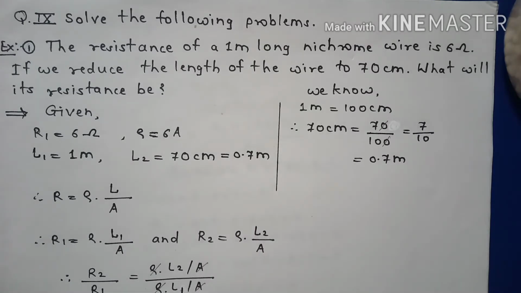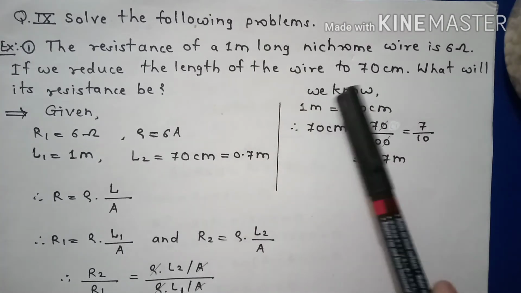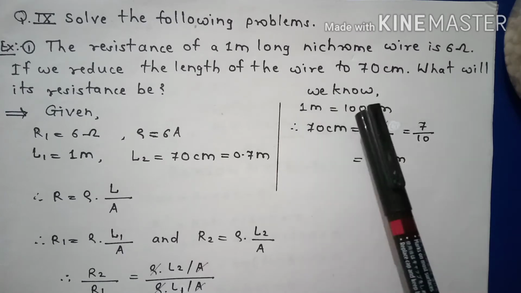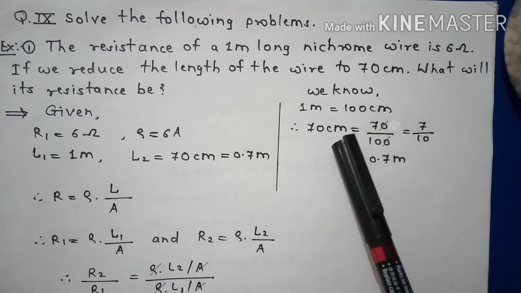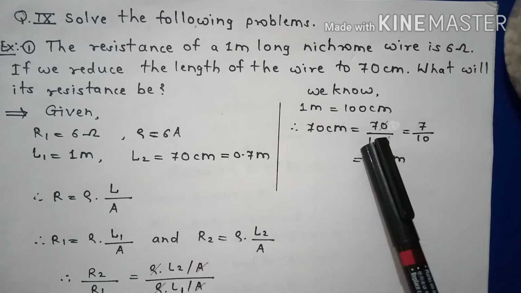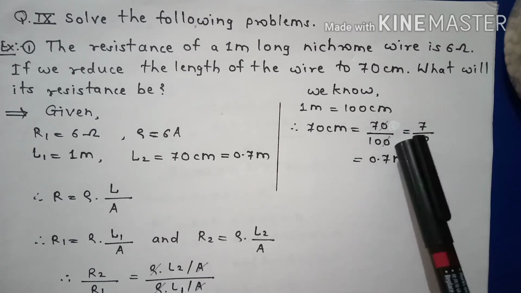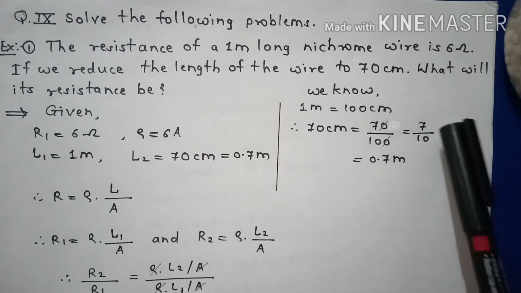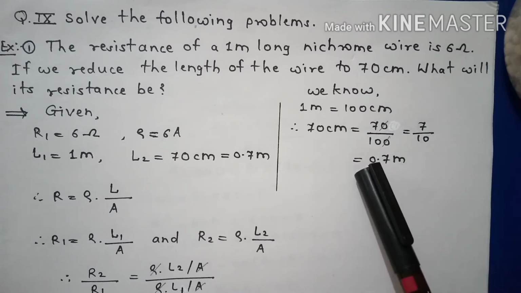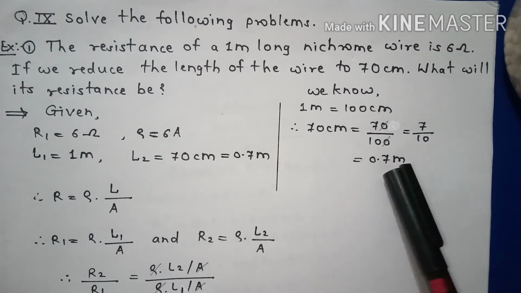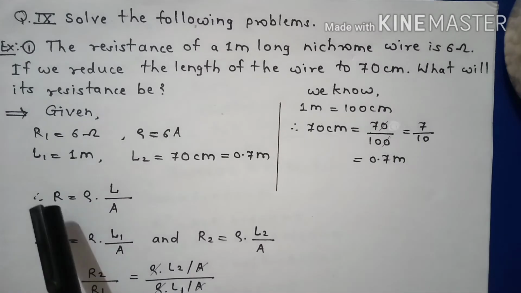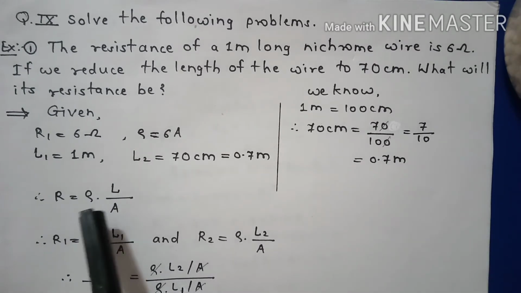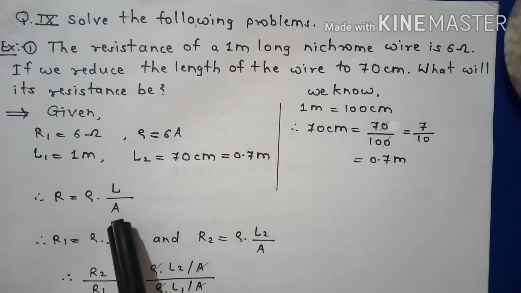How to convert? Let us see on the right hand side. We know that 1 meter is equal to 100 centimeter. Therefore, 70 centimeter is equal to 70 upon 100. That is equal to, here 0 will cut, 7 upon 10, which is equal to 0.7 meter.